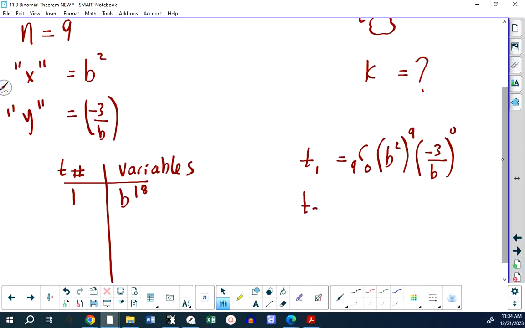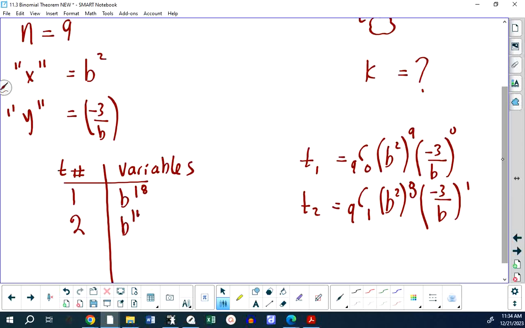The second term will be 9 choose 1, b squared to the 8, negative 3 over b to the 1. And I would like everybody to think about why this is going to have b to the 15. I'm not asking you for a deeper reason. I'm asking you, do you see that when I simplify this thing on the bottom right of the screen, I get b to the 15? Because I multiply these exponents, 2 and 8, to get b to the 16, and this will be over b to the 1, so I get b to the 15.